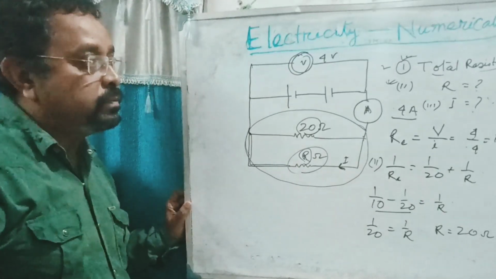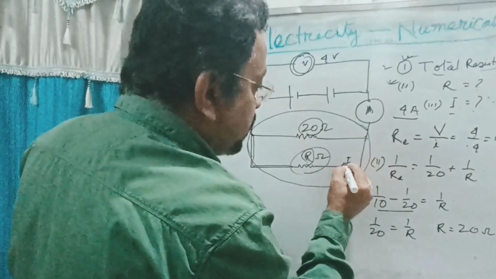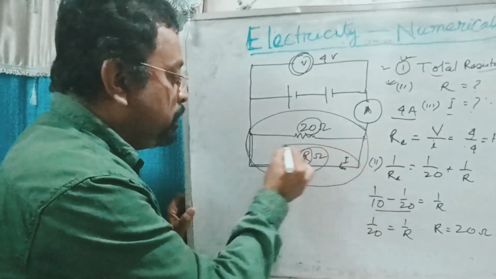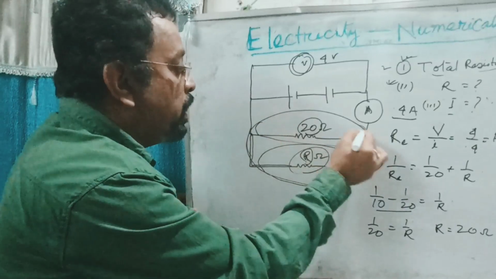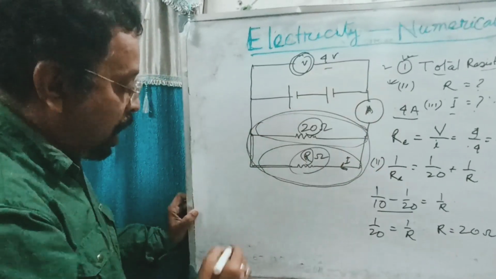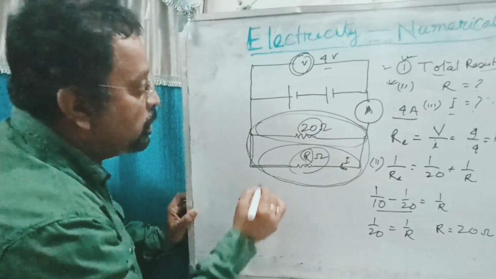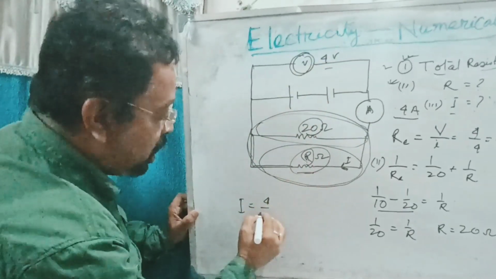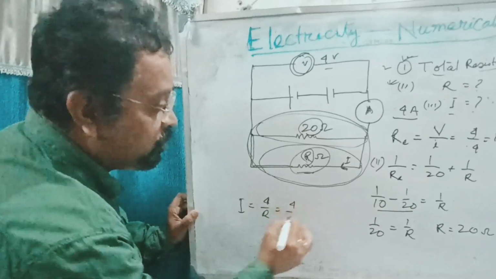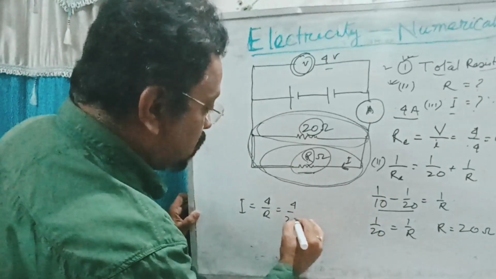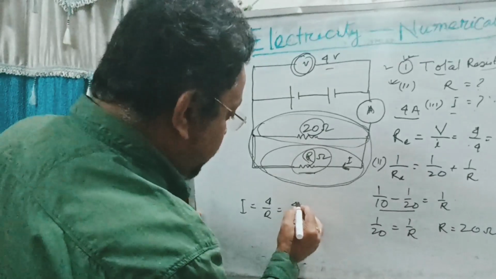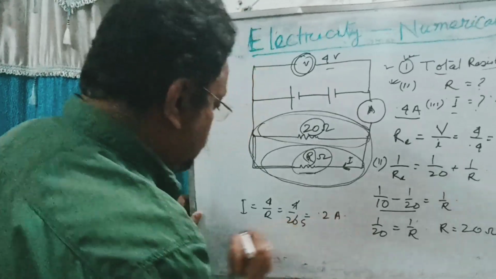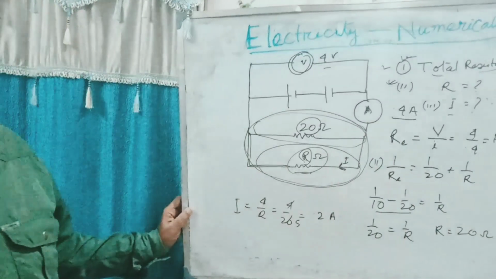Now the third part, what is the value of I? I is equal to how much? How will we find it? We know that the potential across this one and the potential across this one is the same, that is equal to 4. So I is equal to V divided by R, that is 4 divided by the value of R, which is 20. So how much is it coming? This is coming 1 by 5, that is 0.2 ampere. So I is equal to 0.2 ampere. Clear?